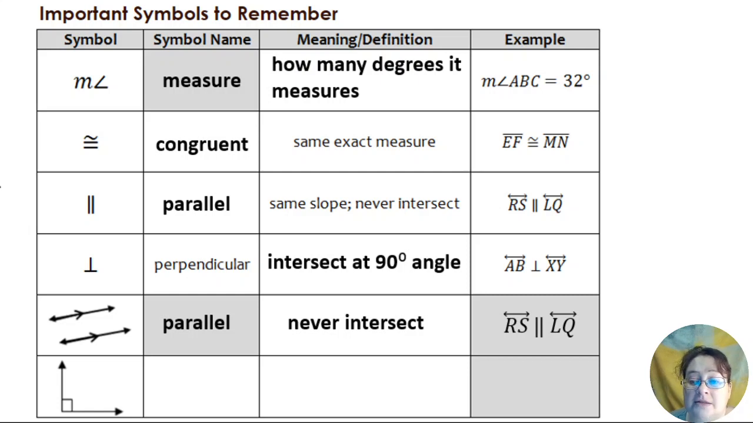Lastly, we have a box in our angle here. And that box means that it is a right angle, measuring exactly 90 degrees. So if we have a picture of an angle with vertex A, with a box in that angle measure, that means that the measure of angle A is exactly 90 degrees.